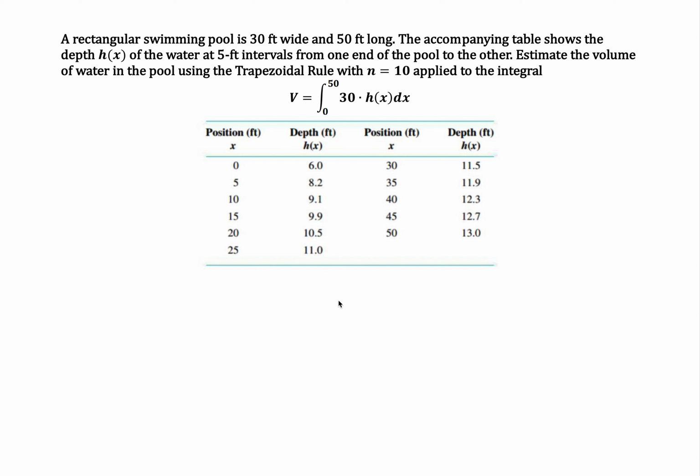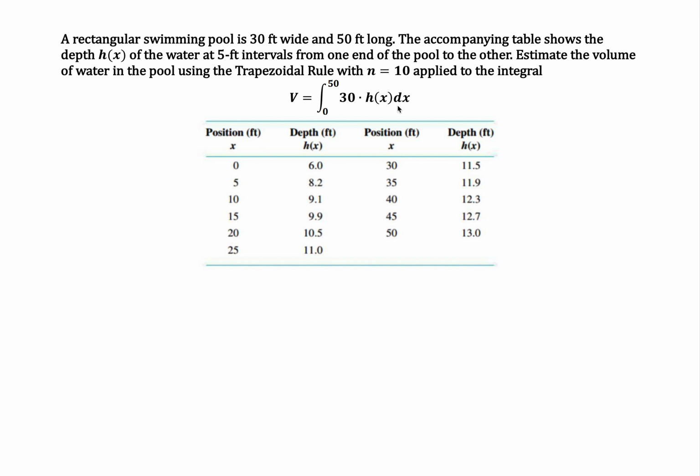So we got a lot going on here. What we're going to do is use the trapezoidal rule to integrate that h of x dx from 0 to 50, and then we're going to need to make sure to multiply it by 30, which is the width of the pool, to find the volume. So basically we're integrating along the length, so there's 0 to 50, and then the function here is the depth of the pool. So there are our 3 dimensions. Here's the width, this is the length, this is the depth.